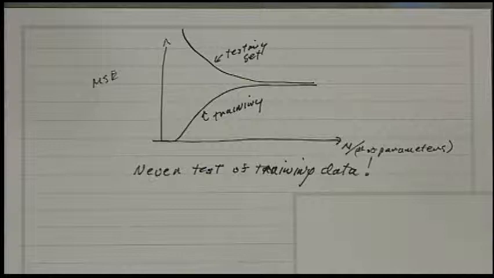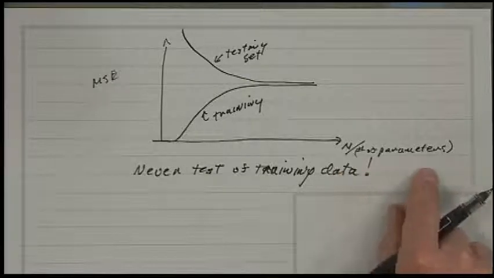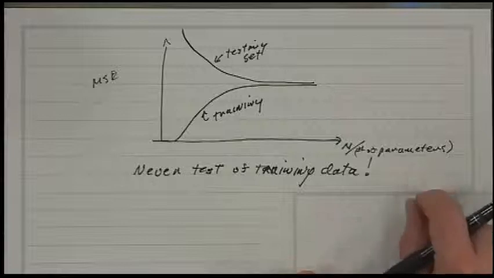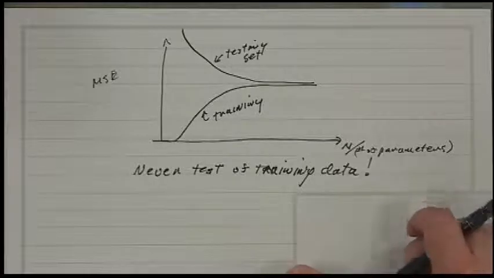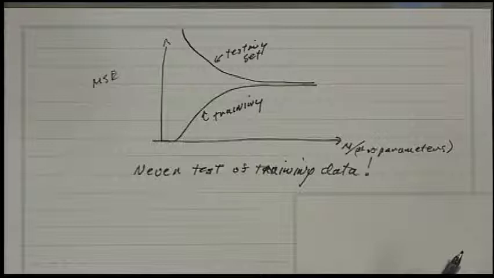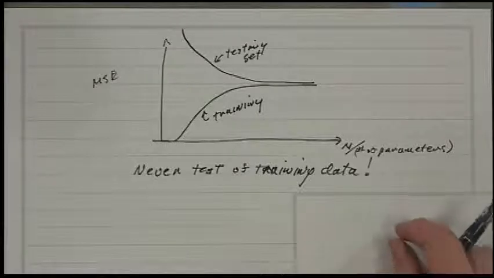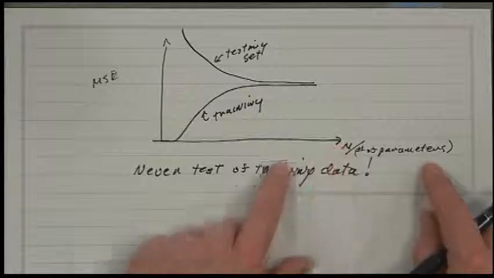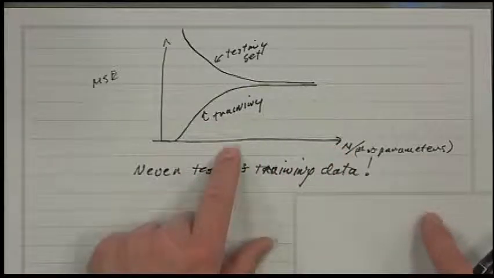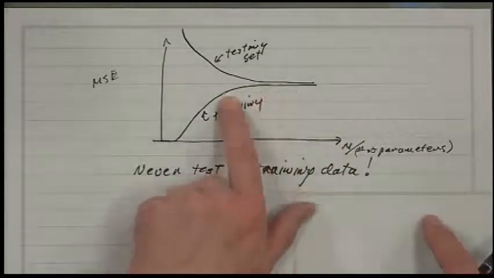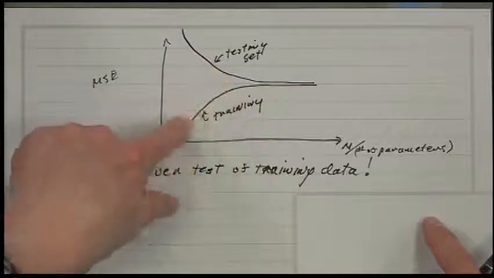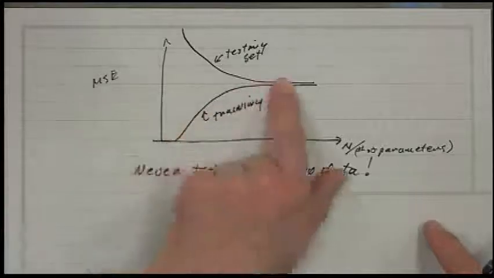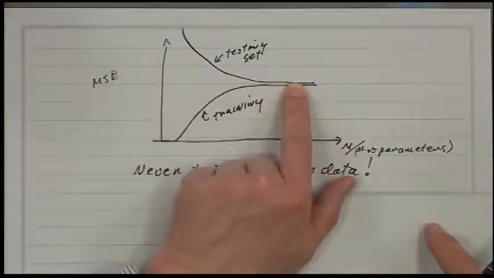If the amount of data is less than the number of parameters, then it's often the case that you have fewer equations than you have unknowns. You can adjust the unknowns to get a perfect fit. But as the ratio becomes large, the performance on the testing and the training data should be similar. Now, you want to be out here, because that's when you're getting the best performance.